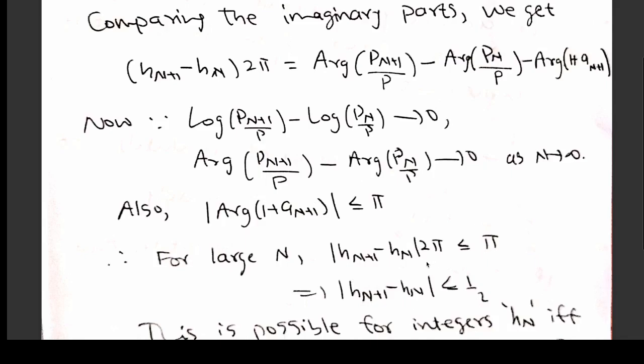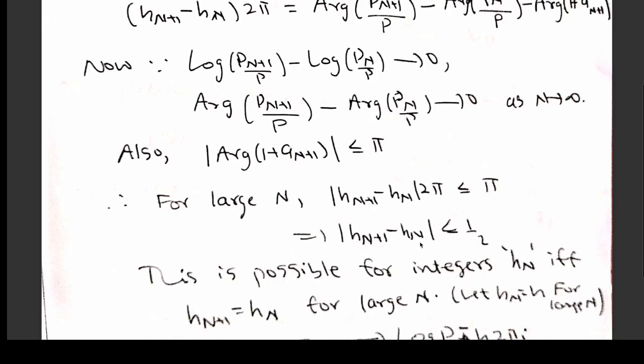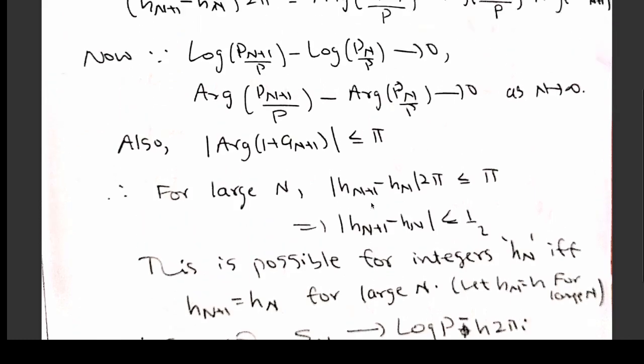maybe some small quantity. So the absolute value of h_{n+1} minus h_n should be 1 by 2 plus some small quantity. That means this has to be a constant sequence for large n. So that h_{n+1} should be h_n. That means you apply that here, and you apply it here.